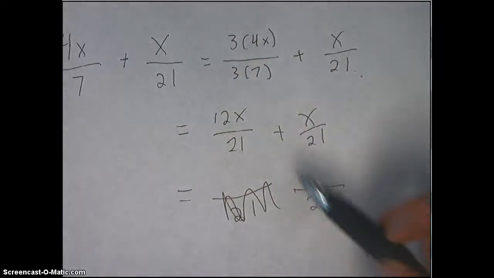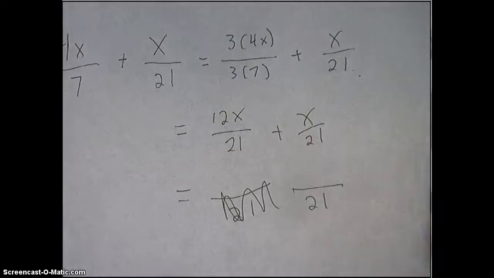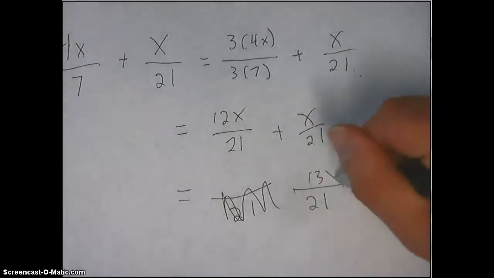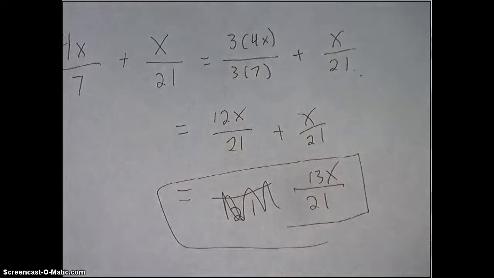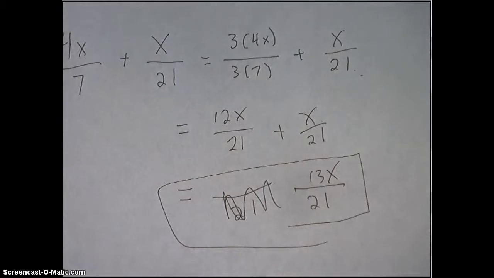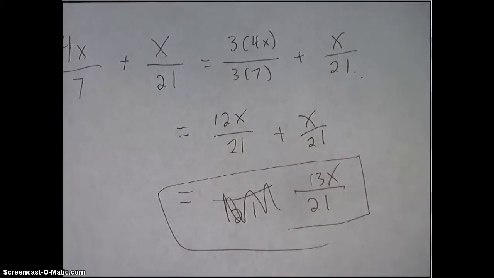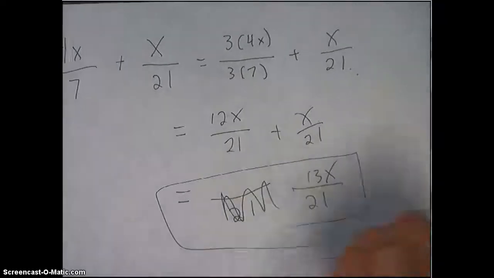21. And 12x plus x is simply 13x over 21. That's the solution here. Let's do a few more like that. Something challenging. I'm thinking something like this. This looks promising.